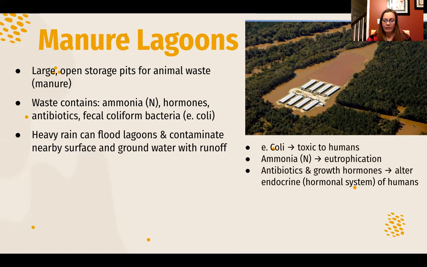We can have toxic bacteria that enter the waterways. The ammonia is going to enter the waterways, which can lead to eutrophication. Those antibiotics can lead to bacterial resistance to antibiotics. And the hormones are endocrine disruptors, so they can alter the hormonal system of amphibians, which are particularly vulnerable, that live in those bodies of water. If it enters the human drinking water supply, it can also have an effect on human endocrine systems.